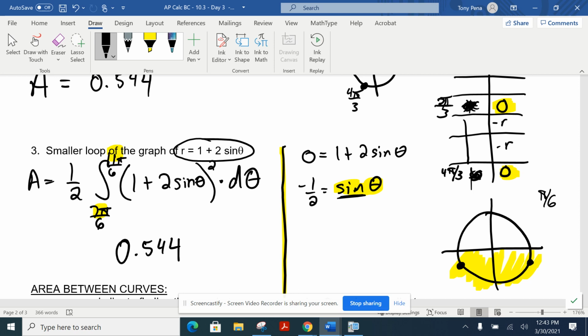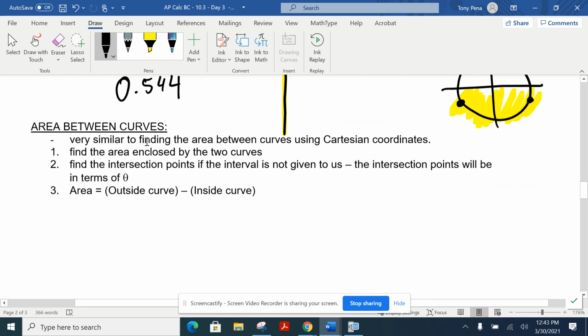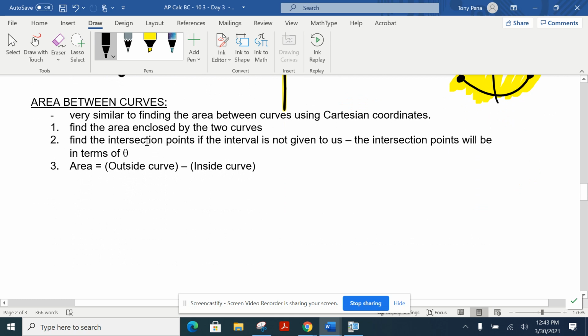All right, good with those? Easy enough, hopefully. All right, next one then. What if we have two curves? So this says the area between curves. You'll see the very first thing I write is very similar to finding the area between curves when we did it before, where we would be doing top curve minus bottom curve, or the right side minus the left side.